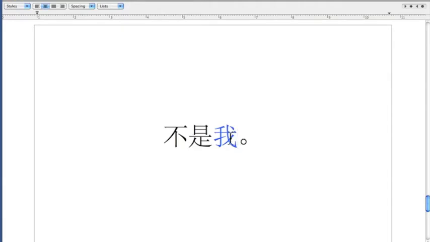Could be past tense too. It wasn't me. 不是我. You got the wrong guy. It wasn't me. 不 means not. 是 we saw before means is or was or to be. 我 means I. 不是我.